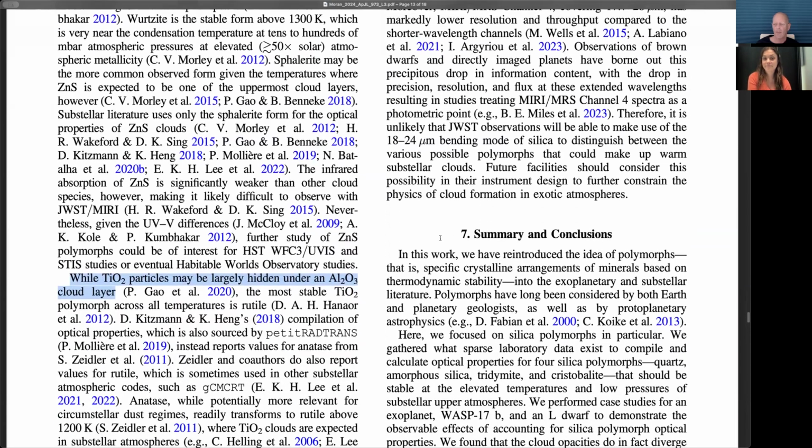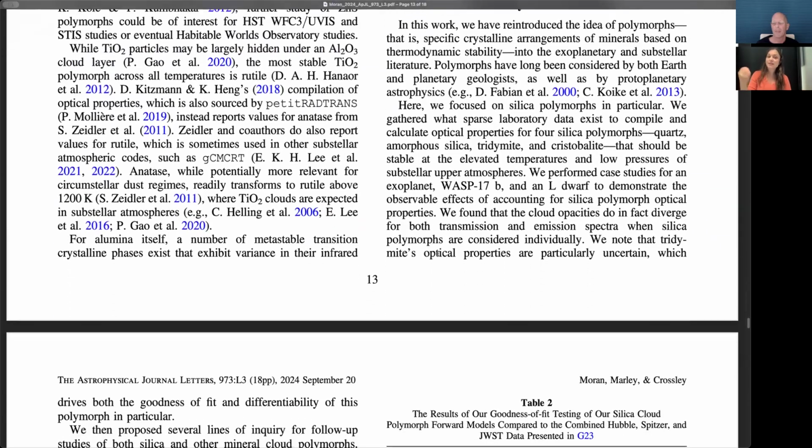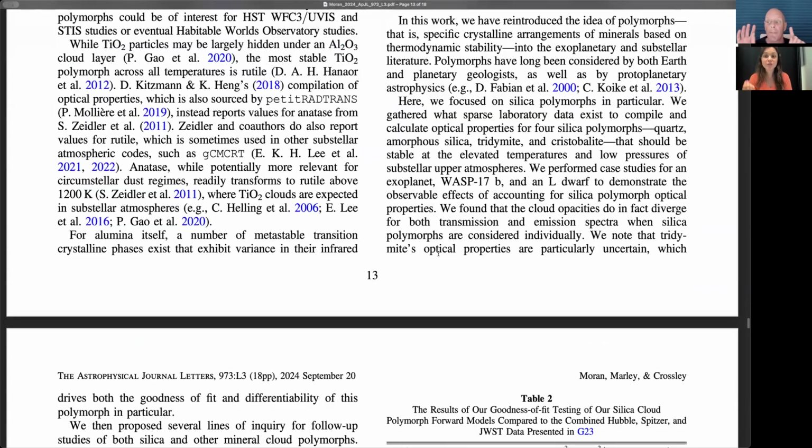Okay. So then that brings us to the summary. We're trying to pull this idea of polymorphs, accounting for the different crystal structures of the clouds, into the exoplanet literature. Protoplanetary disk people have been thinking about this for a long time, and we should follow their example. I've tried to demonstrate why it's important here, and show you a pathway of going from the laboratory studies that exist, taking that into something you can put into a model, modeling it, and comparing it to the observations. Right. Cool. The whole pipe.